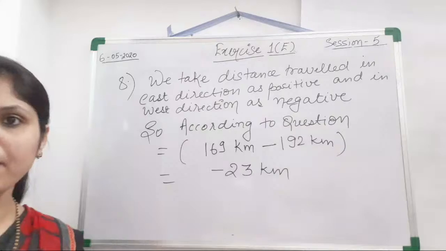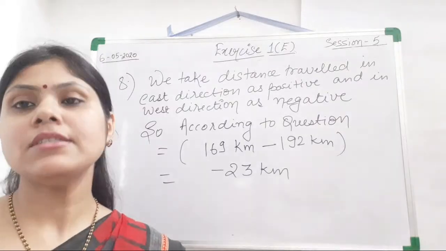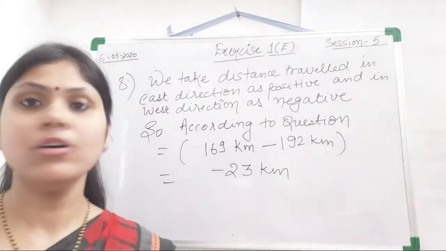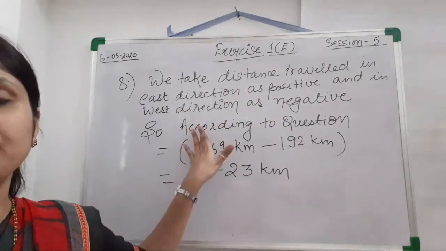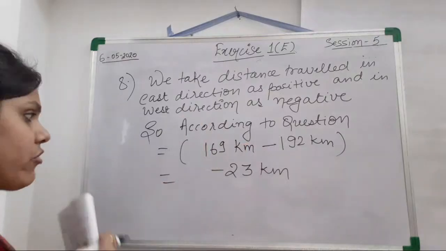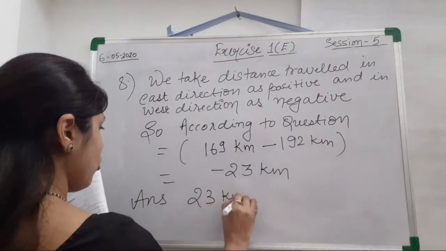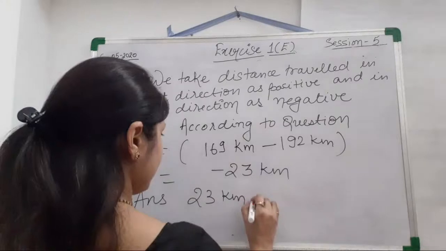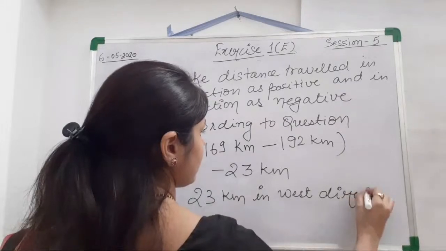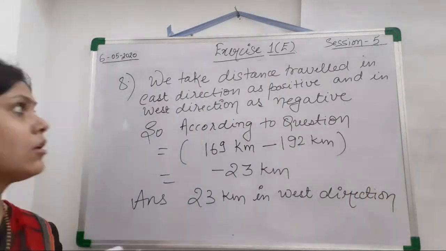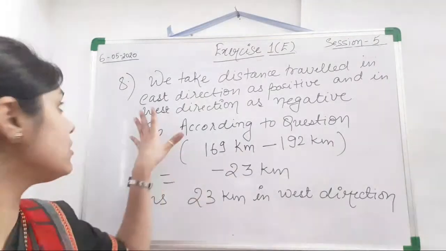The answer is coming in negative. So, is distance negative? Can we travel a distance in negative number? No. Here this negative is showing that the person is in the west direction. So, you will write here: answer 23 kilometer in west direction.